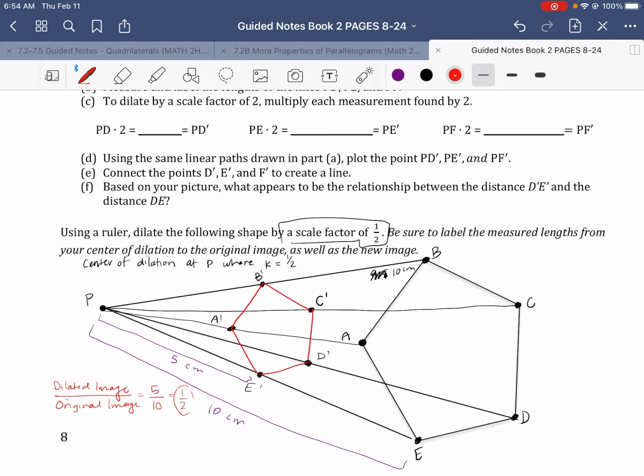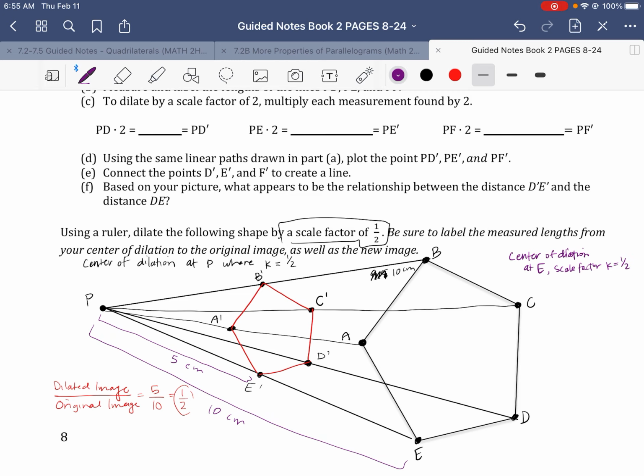Got half as small. Now if I change the center of dilation, so in purple I'm going to look at a different one. If I do center of dilation, I'm using the same image at, let's say, point E, and scale factor, or K equals 1/2 again.